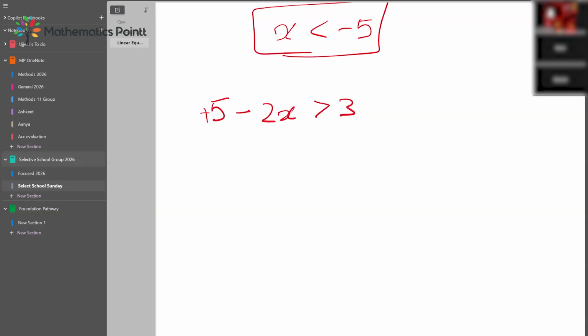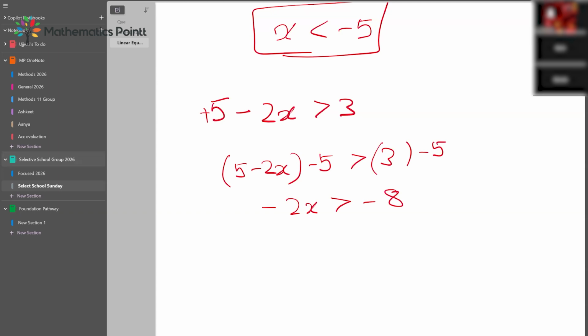There's an addition. Basically, if there's nothing written in front of a number, it is a positive. So what I need to do is I'll place the bracket and I will subtract. Right? That is what I'm going to do. So this becomes -2x is not -8. Sorry, my bad. This is 3 minus 5, which is -2.